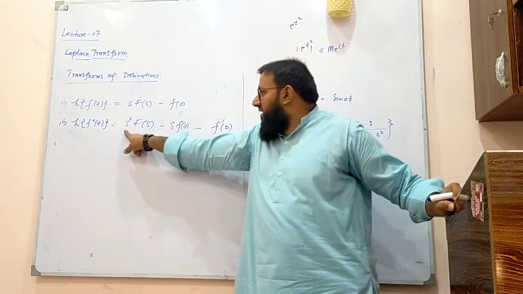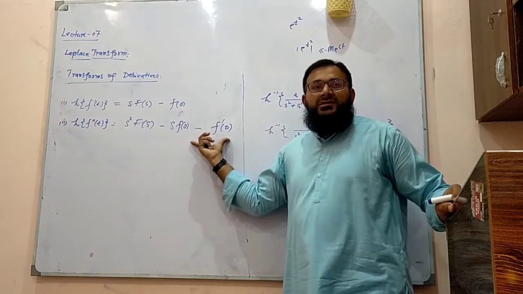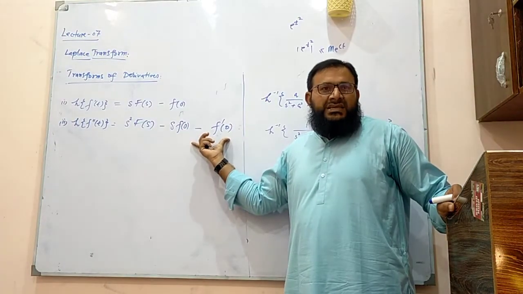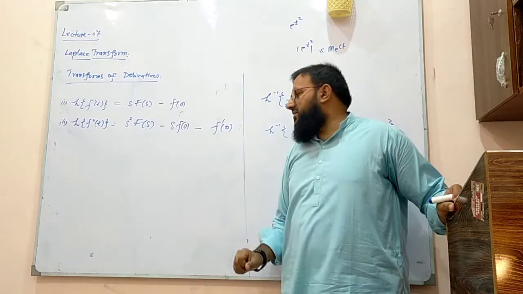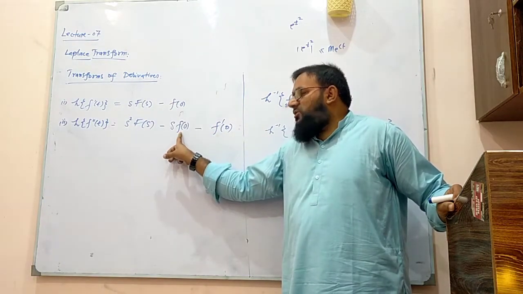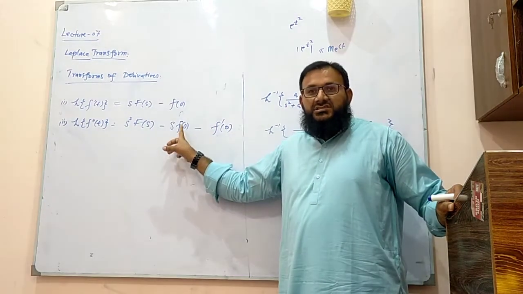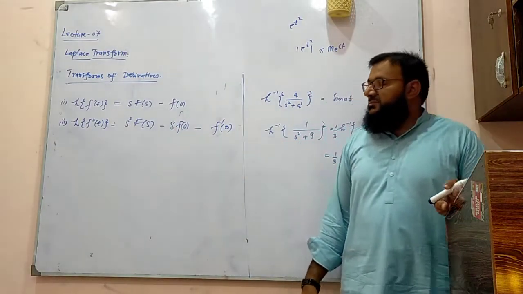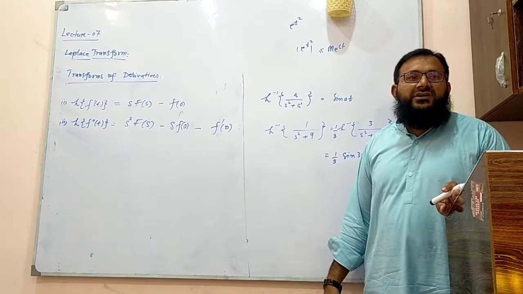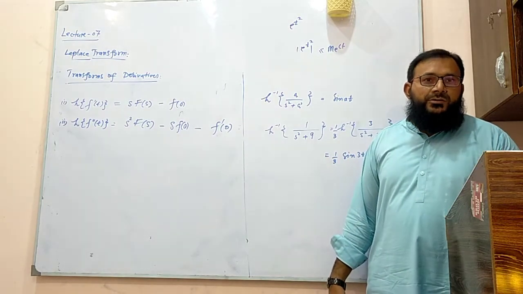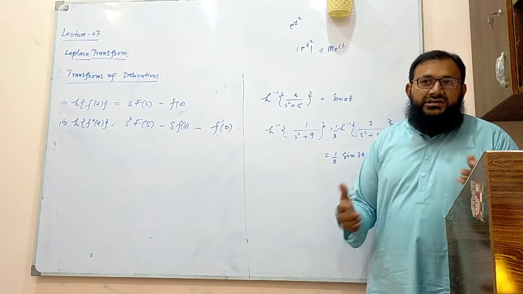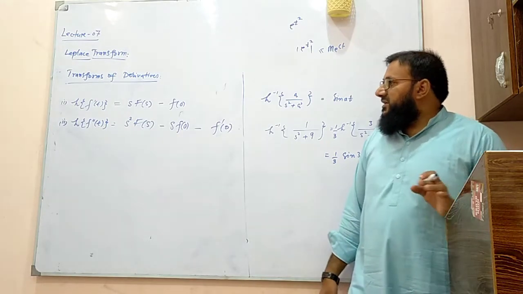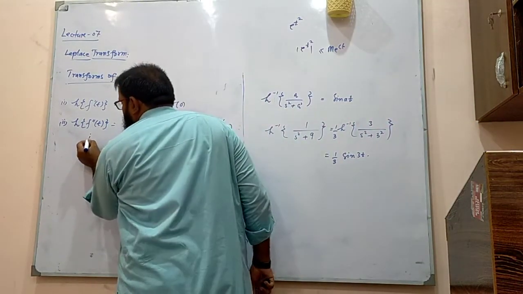If this is s square, this will be a polynomial of degree 1. And what are the coefficients? The coefficients are these initial conditions: f of 0 and f prime of 0 and f double prime of 0 and so on. These initial conditions come from the initial value problem that is given to us when we solve a differential equation.